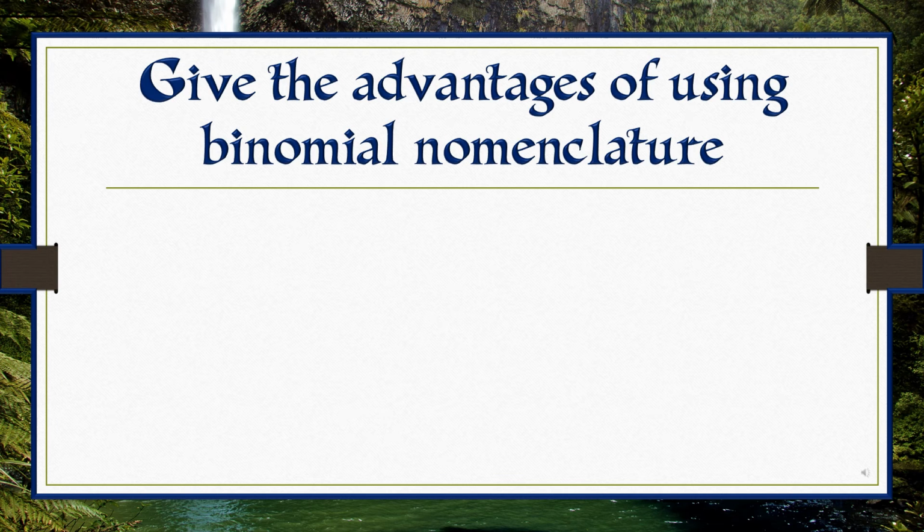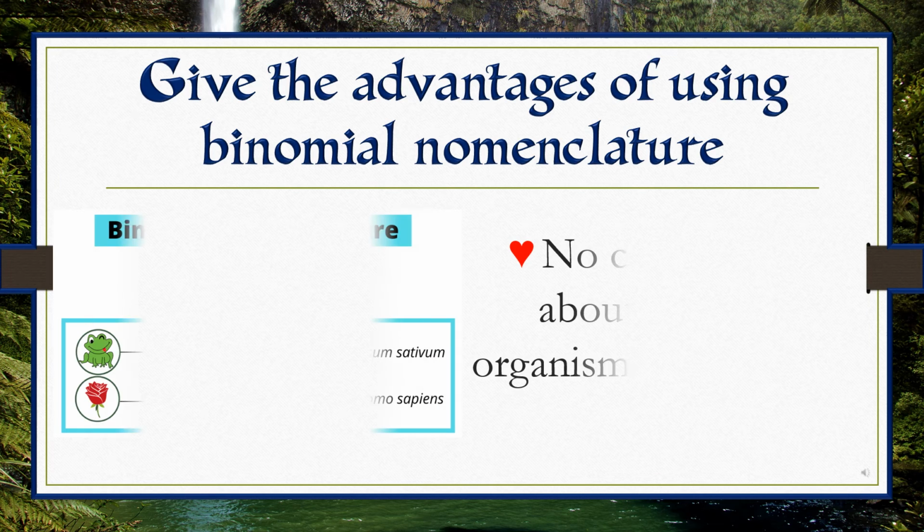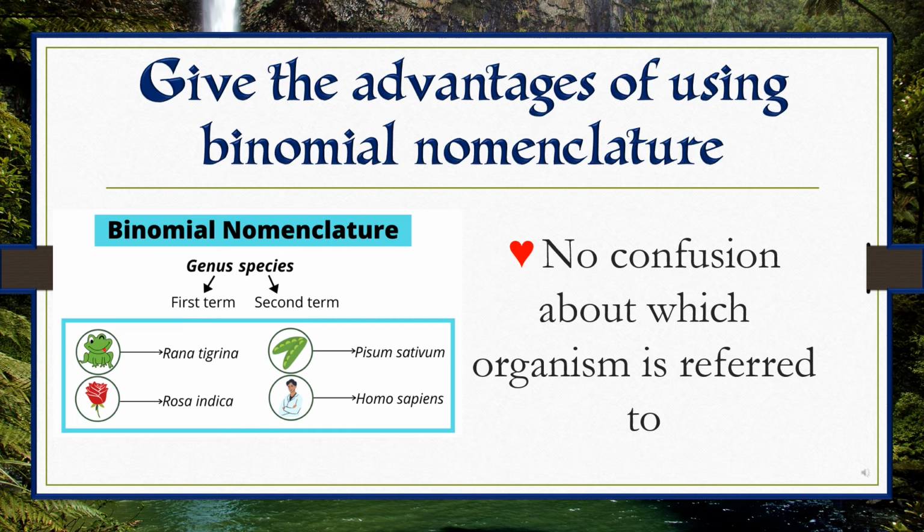Give the advantages of using binomial nomenclature. In binomial nomenclature, we use the genus and the species name. Genus is the first term, and the second term is the species. For example, Rana tigrina, Rosa indica, Pisum sativum, Homo sapiens. Those are names of given organisms. So when we use binomial nomenclature, there is no confusion about which organism is referred to.